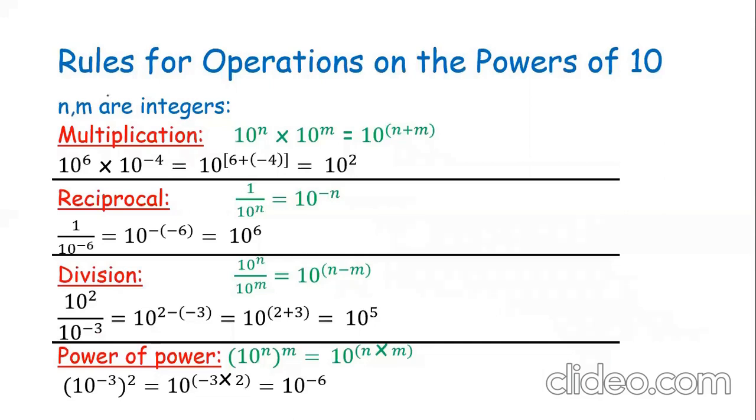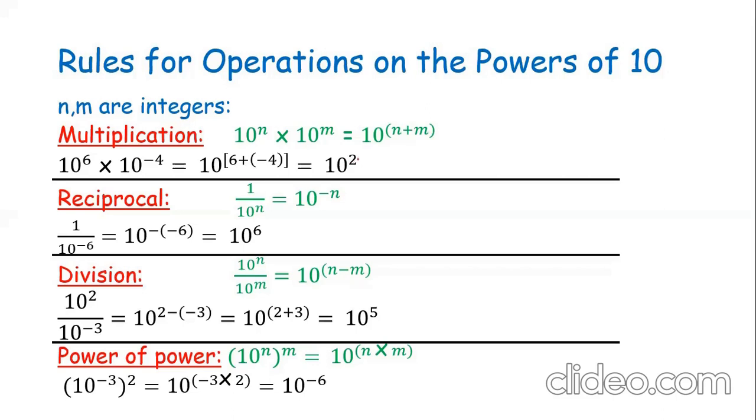Now, rules for operations on the powers of 10. So if n and m are integers, we define the multiplication of 10 to the power of n multiplied by 10 to the power of m to be equal to 10 raised to the power of n plus m.